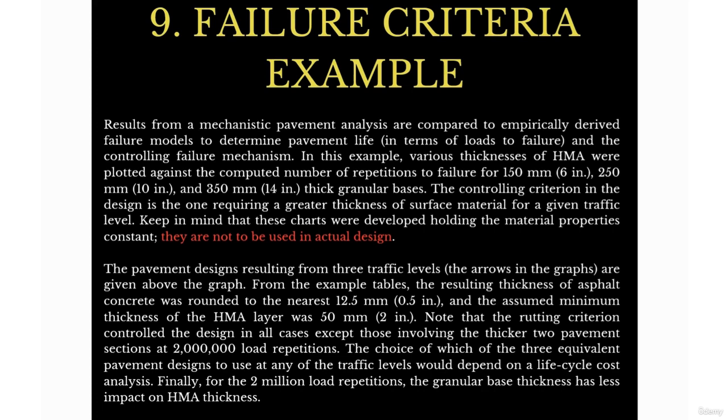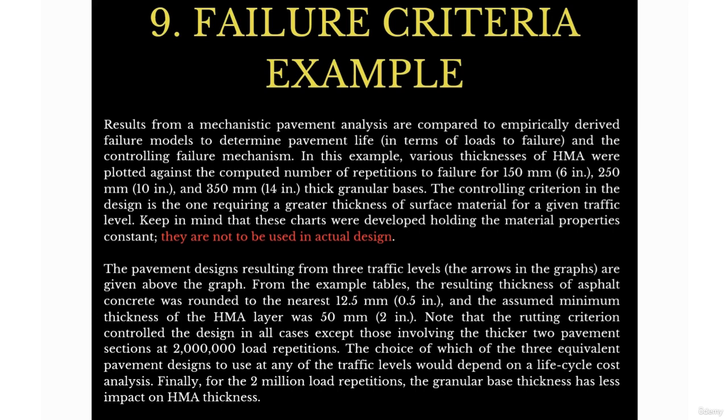And various thicknesses of an HMA, which is hot mix asphalt, were plotted against the computed number of repetitions of failure for 150, 250, and 350 millimeter granular bases, right? And the controlling criteria in the design is the one requiring the greater thickness of the surface material for a given traffic level, right? And keep in mind that these charts are just developed for holding the material properties constant, and they're not to be used in any design. So this was just so that we can see how they behave.